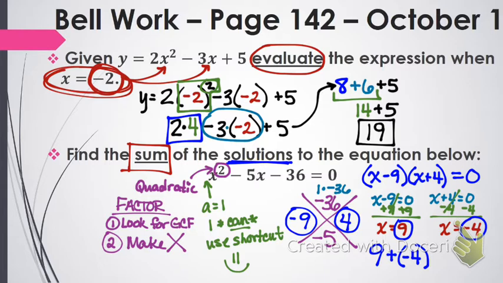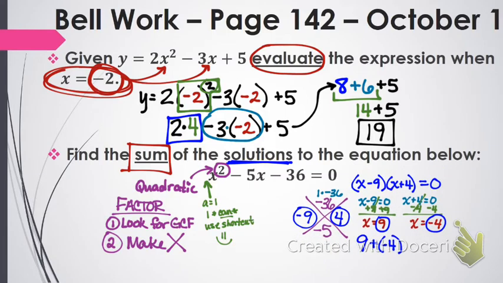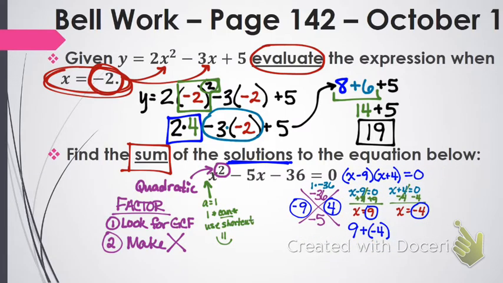Subtracting. Adding a negative number is the same thing as subtracting. So this is really 9 minus 4. So 5. 5 is correct. So 9 minus 4, and we get 5.